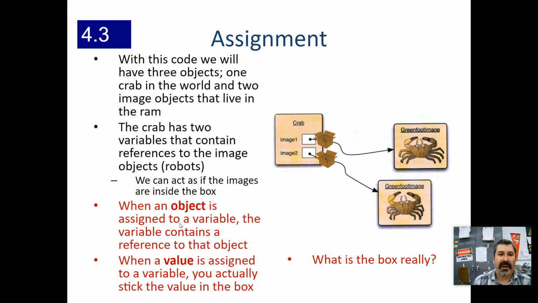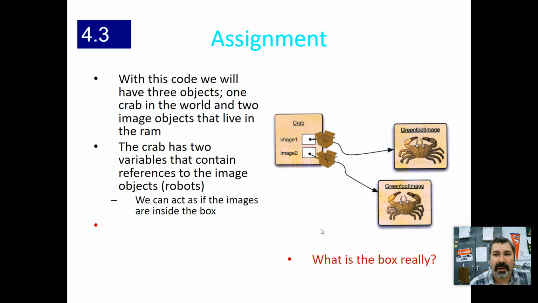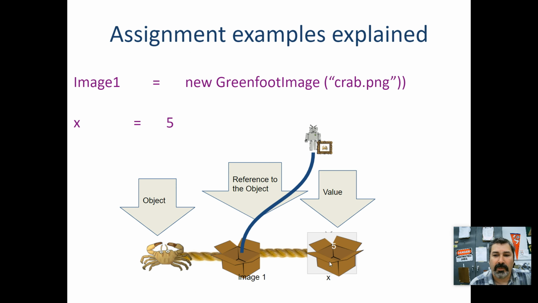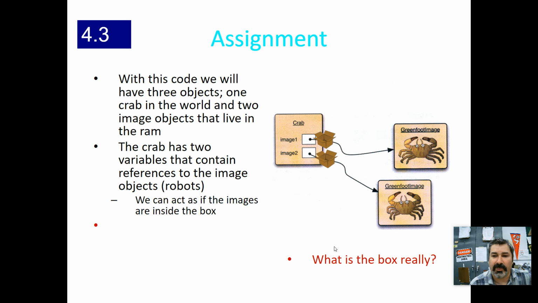When an object, write this down, when an object is assigned to a variable, the variable contains a reference to that object. It's just a reference to it. When a value is assigned to a variable, like a number, we actually stick the value in the box. Write that down and then answer this question, what is the box really? The box is basically just a space, like a little space in the RAM chip in the computer. So it's like a little space that holds 1s and 0s, and those 1s and 0s make up our numbers and objects. Okay, so remember it's like this. An object doesn't really live in the box. It's just like an arrow pointing to it. The values, like true, false, or numbers, actually live in the box because they're super simple and they'll fit.